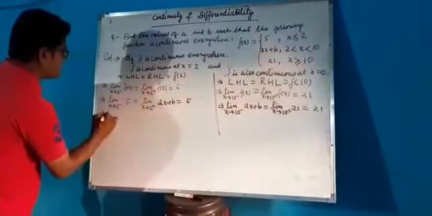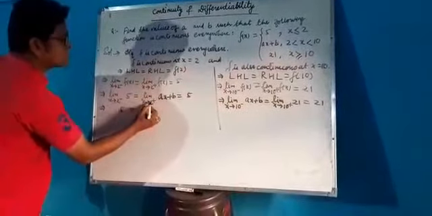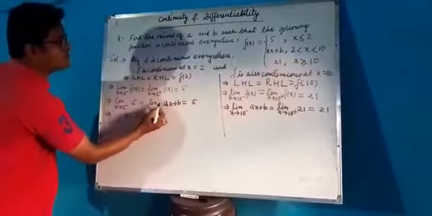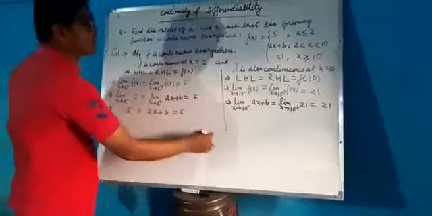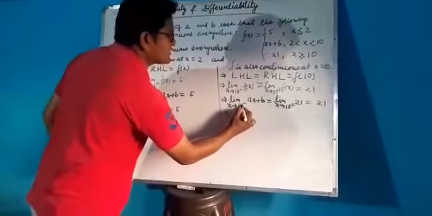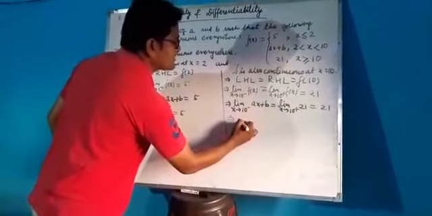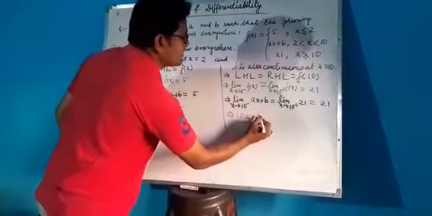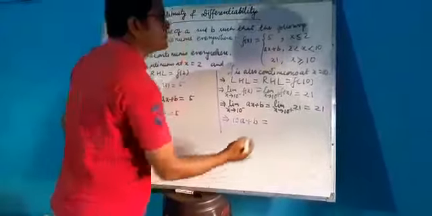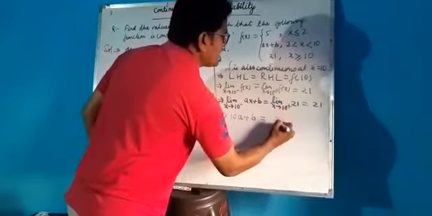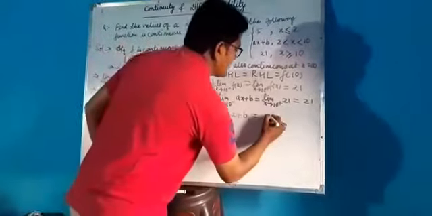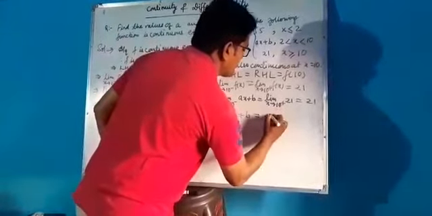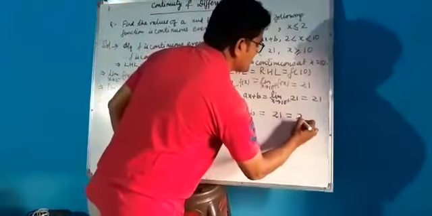Now it is 5 is equal to, just place the value of x as 2 here. It is 2a plus b is equal to 5. Here also I can write it as, replace the value of x as 10. So it is 10a plus b is equal to 21, and here also it is 21. Both are 21.